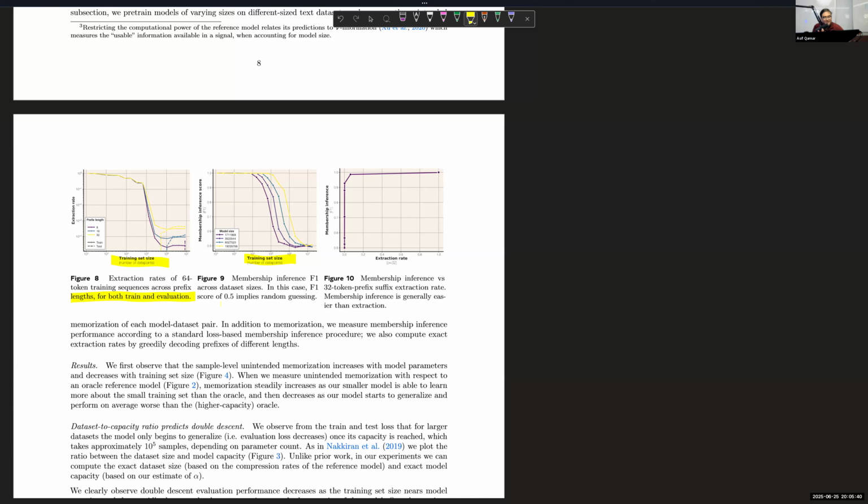But the basic point is that it cannot remember. If you go on increasing training size, the model is forced to give up memorization. And when it gives up memorization, of course, you can't get back that information.